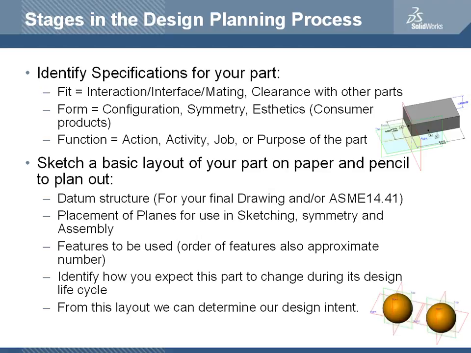Next, we want to identify how we expect this part to change during its design life cycle. In other words, if we know a shaft is going to get longer, we want to make the model so that way the shaft will get longer. If we know that a bearing is going to move around in the shoulder on the shaft, closer to one end or further from another, we want to make sure that our model is designed that way. In other words, it's dimensioned from the end that we're trying to control it from.